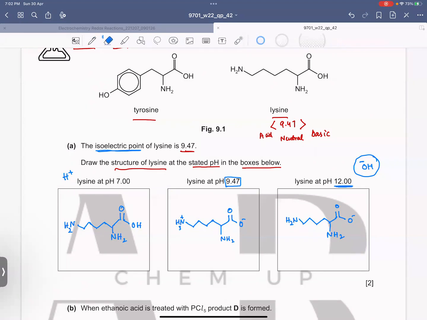No, Arisha, not at pH 7, because see, they have mentioned its isoelectric point. At the isoelectric point, its net charge is neutral. Not at pH 7, okay?